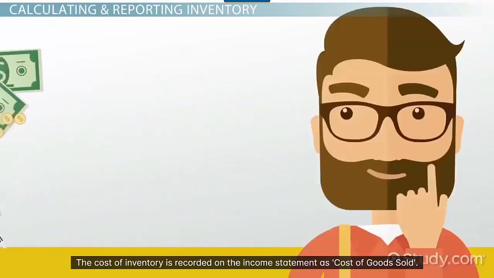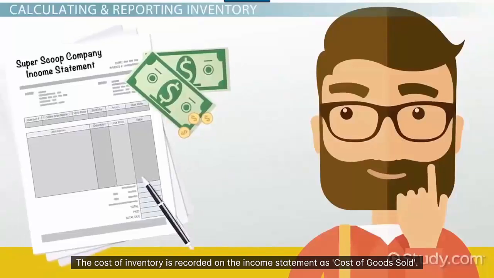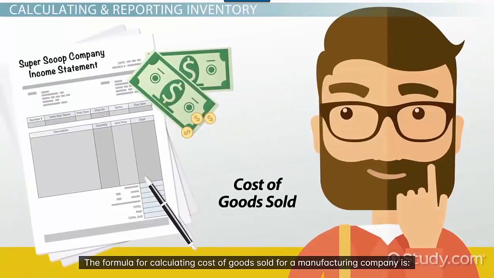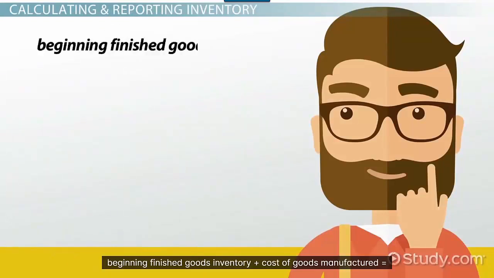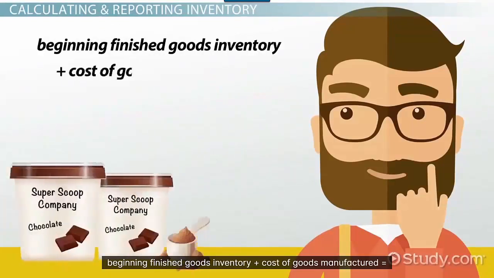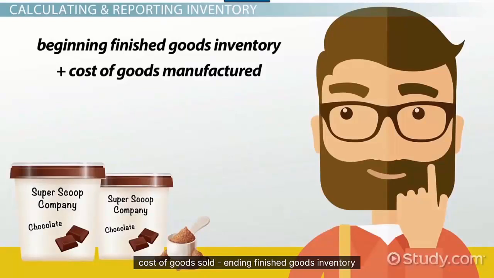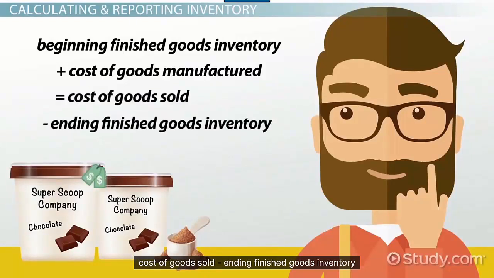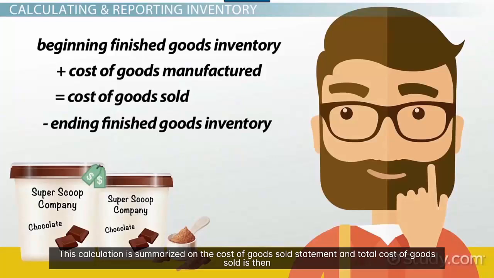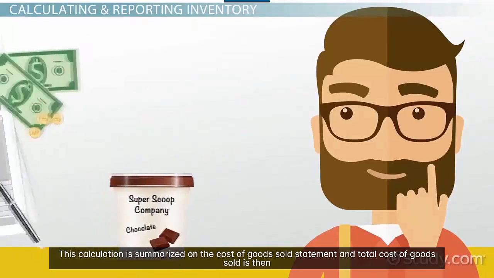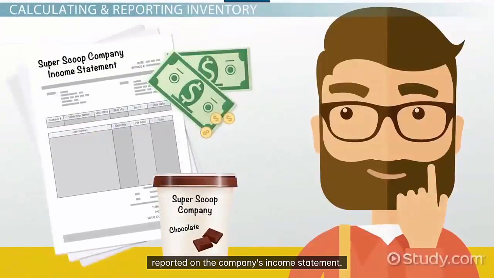The cost of inventory is recorded on the income statement as cost of goods sold. The formula for calculating cost of goods sold for a manufacturing company is beginning finished goods inventory plus cost of goods manufactured equals cost of goods available for sale, minus ending finished goods inventory. This calculation is summarized on the cost of goods sold statement, and total cost of goods sold is then reported on the company's income statement.